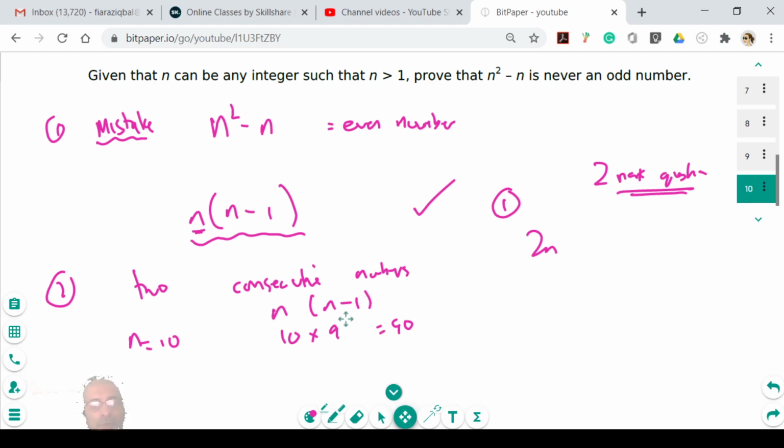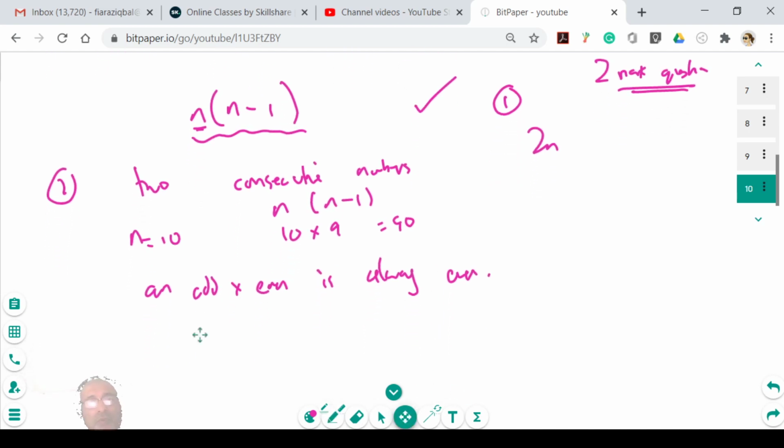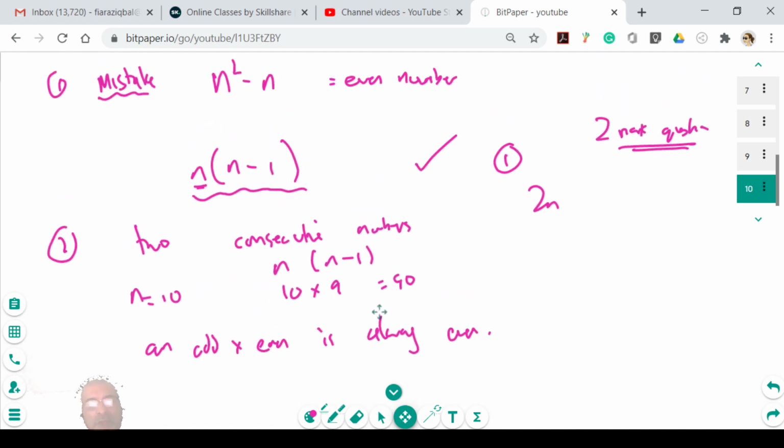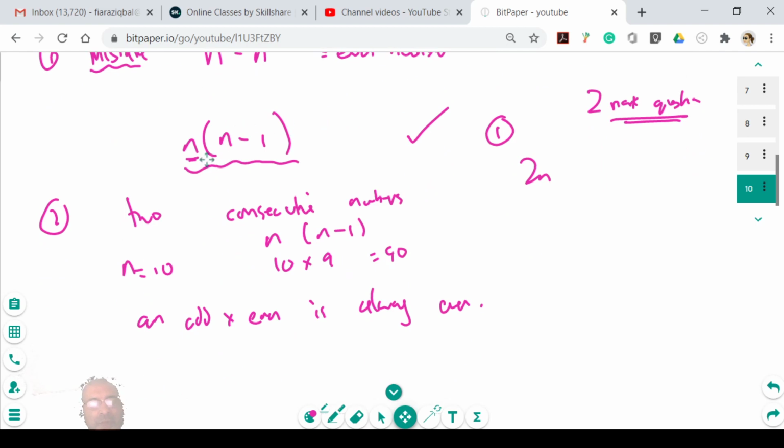And one thing at this point you could write is an odd times an even is always even. Okay? Now at this point, if it was a longer question, and they wanted me to prove that odd times an even is always even, but they haven't asked me to prove that. What they've asked me is that n squared minus n is never an odd number.